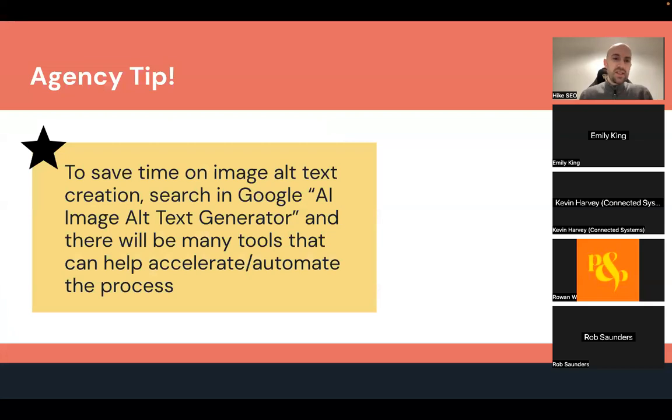So here's an agency tip. To save time on image alt text creation, there's actually some AI tools out there. If you just search AI image alt text generator, there's quite a few tools you can explore that can accelerate and automate the process. This is particularly useful if, let's say, you have hundreds and hundreds of images and you don't want to spend days and weeks optimizing them manually. This can speed up the process, and they're quite good actually these days.